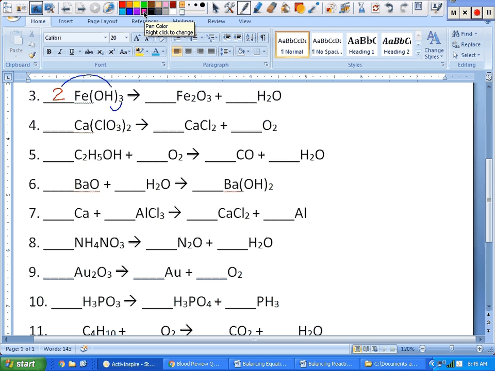Now, let's count up our oxygens. How many do I have on the left still? Still got 6, but how many oxygens are in Fe2O3? There are 3. How many oxygens are in water? 3. What's 3 plus 3? 6, so it checks off.